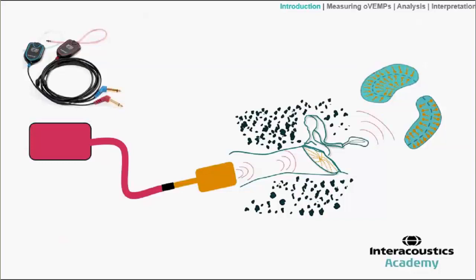And what's noteworthy is the way in which both the utricle and the saccule can be stimulated to sound in this way. Although when we talk about the oVEMPs, as hopefully will become clear in a few slides' time, then we're really most concerned with utricular activation.